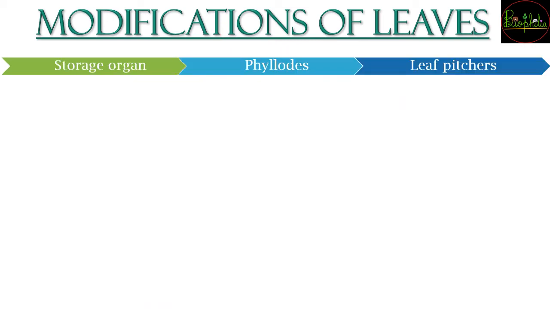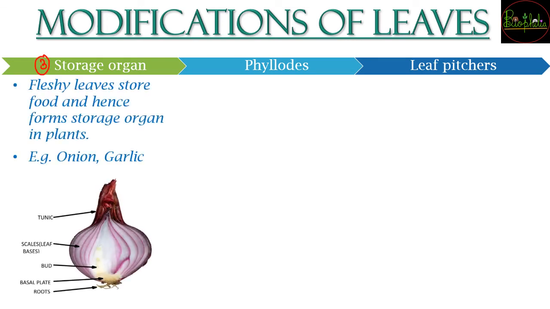So modifications of leaf, the third is going to be storage organ. In storage organ, there are going to be fleshy leaves which are going to store food, and that can be seen in the case of onion and garlic. Just for revision's sake, can you remember what sort of root onion or garlic had? Not root, what kind of stem did onion or garlic have? They had reduced, disc-like stems.